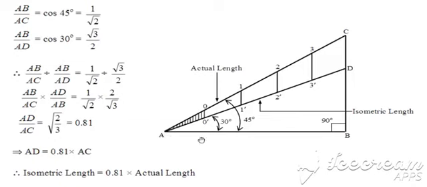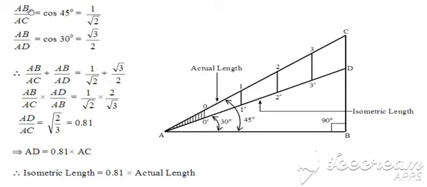Isometric scale is drawn at an angle of 30 degrees, while the actual length is drawn at an angle of 45 degrees. We have seen this isometric scale in the previous diagram. Now here, if we mark the actual length on this 45 degree line and take the vertical distances from those points till it touches the isometric length, whatever the reduction in this length, that is known as the isometric scale.